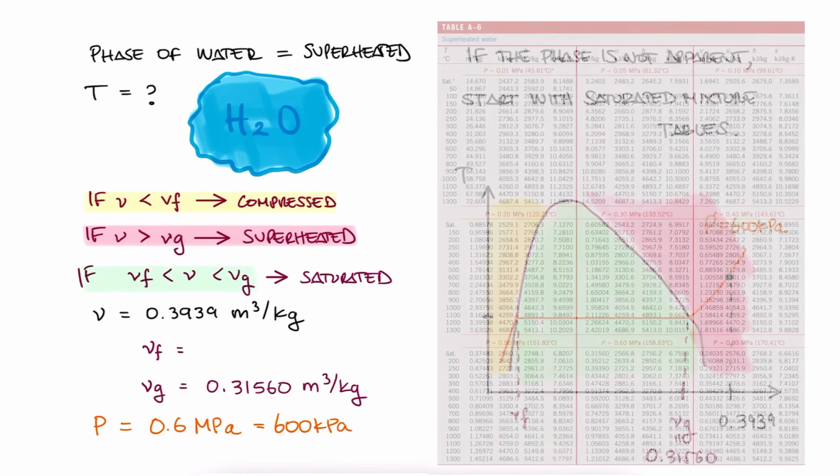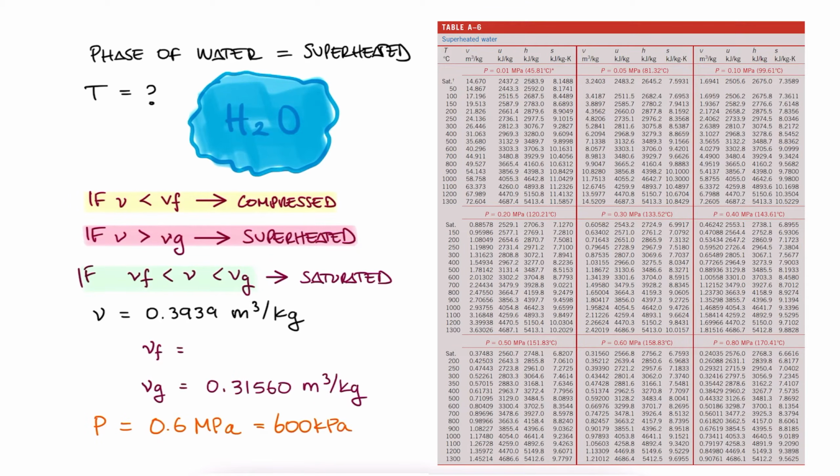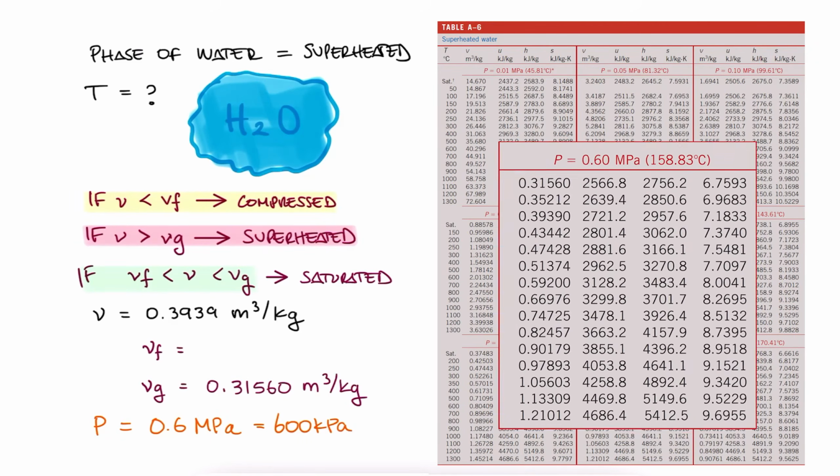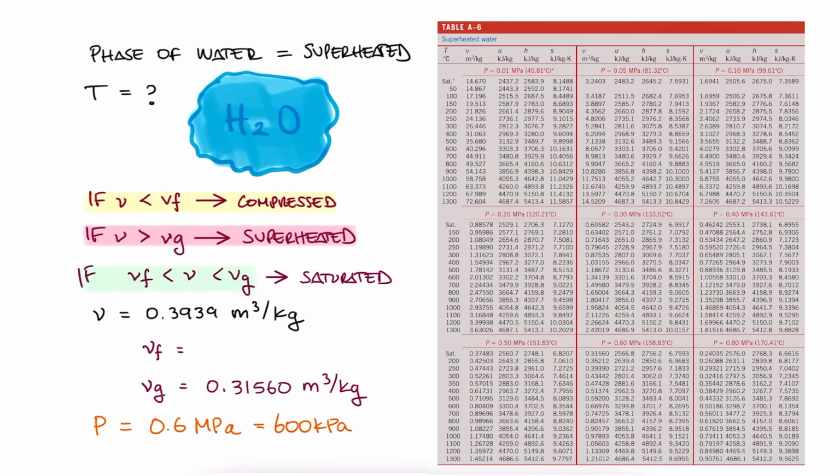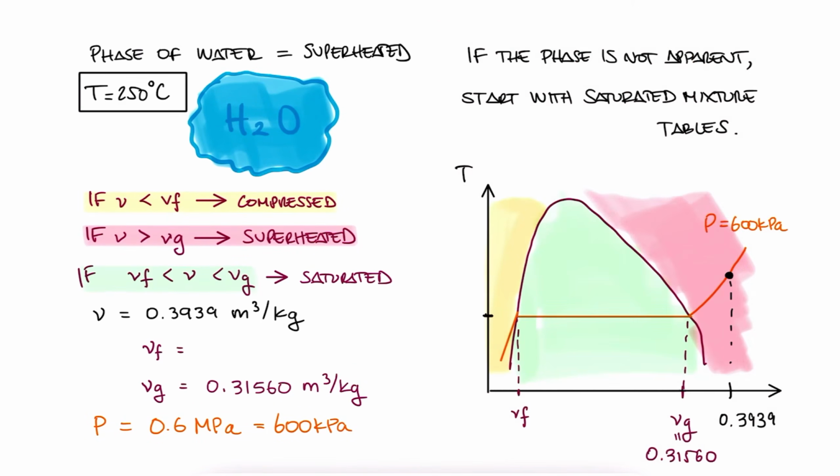We go to the superheated tables and we see that they are organized by subtables for different pressures and rows for different temperatures. We go to the 0.6 megapascal subtable, and since what we have is the specific volume, we look for that 0.3939 number. When we find it, we see that it corresponds to a temperature of 250 degrees Celsius, and therefore that's our temperature.